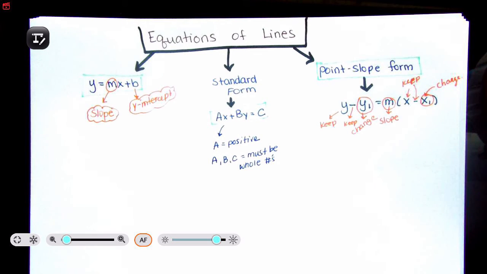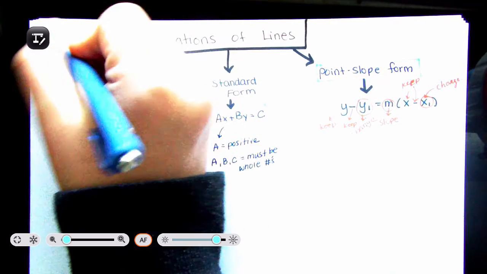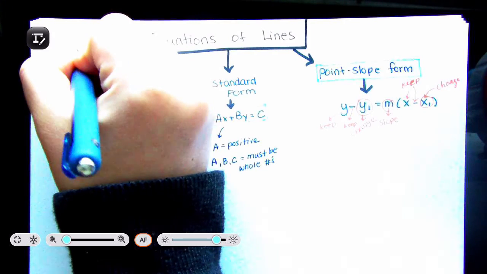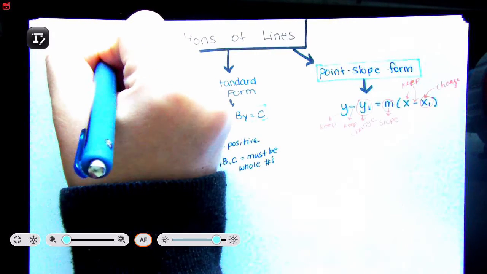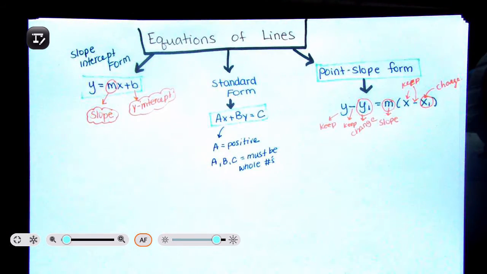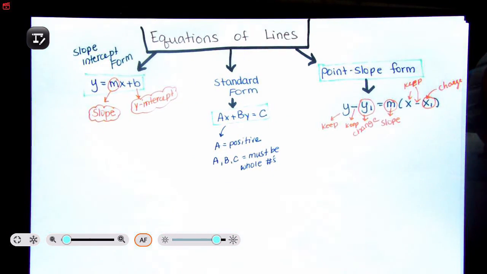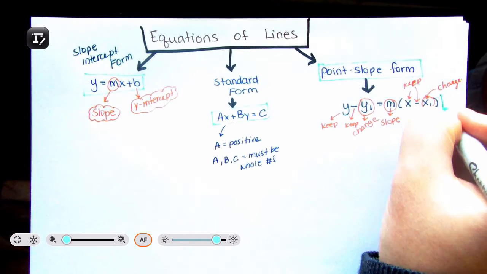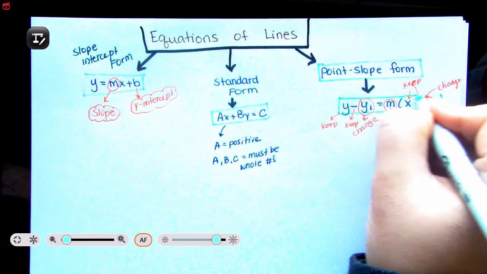We have slope-intercept form, standard form, and point-slope form. I don't think I wrote the name of this one, but this is slope-intercept. I think I put a bubble around the wrong thing. We should have a bubble around our equation, and that's okay.